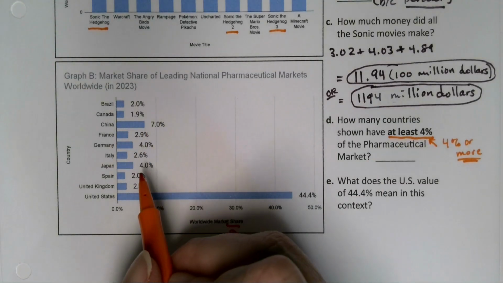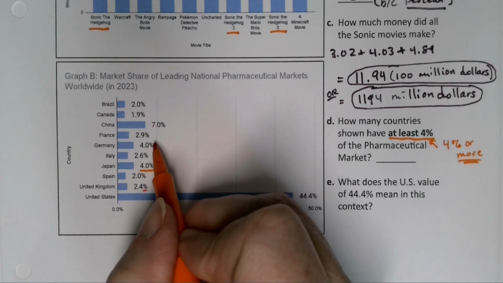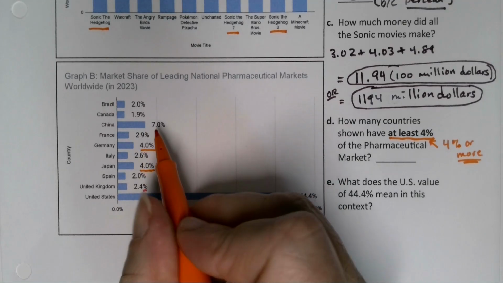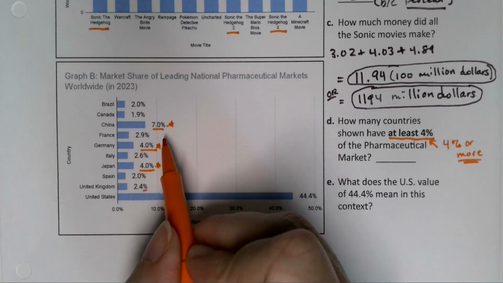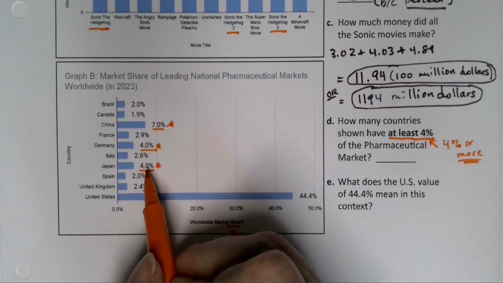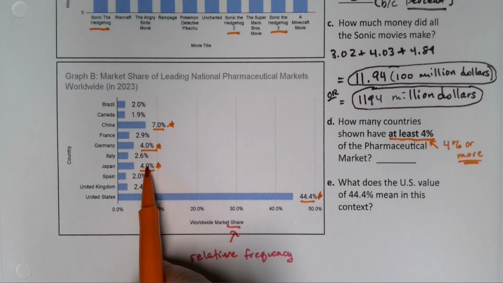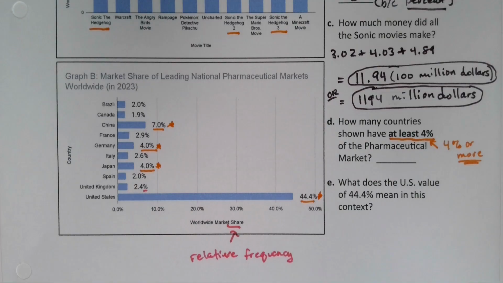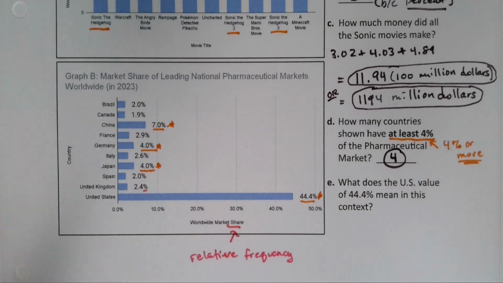So if I look at 4%, 4% would be here, here, and then anybody higher than 4%. This one, China. So China, Germany, Japan, and of course the US. So there's 1, 2, 3, 4 countries. 4 countries have at least 4% of the pharmaceutical market.